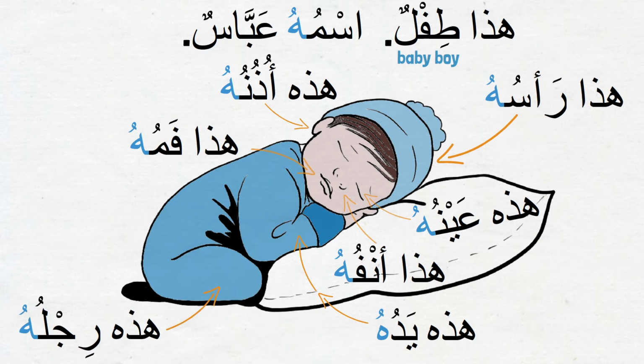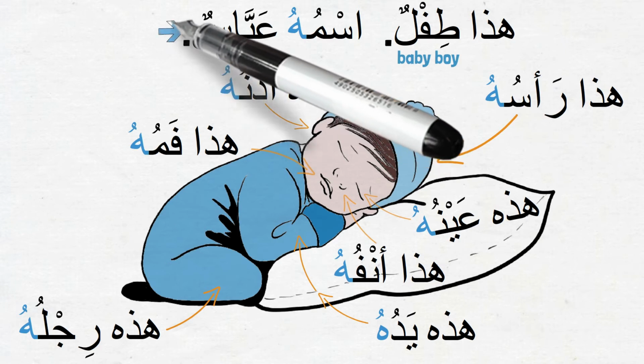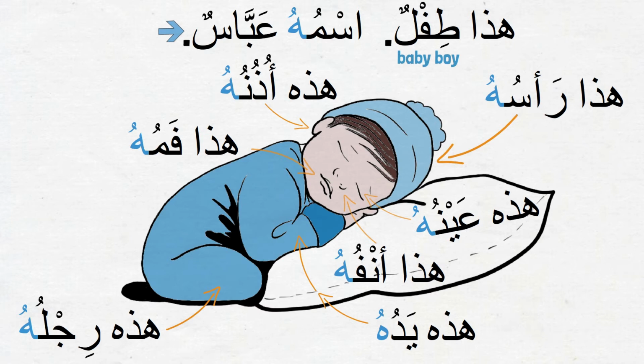As you may have noticed, we kept using the dhomeer muttasil hu here, because we are referring to Abbasun, who is mudhakkar.